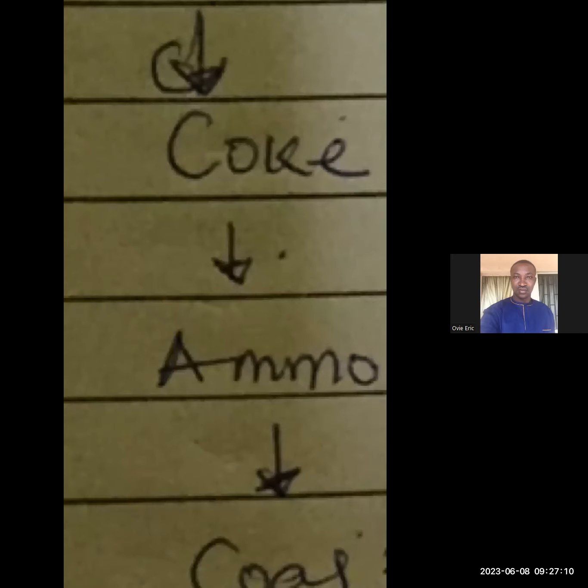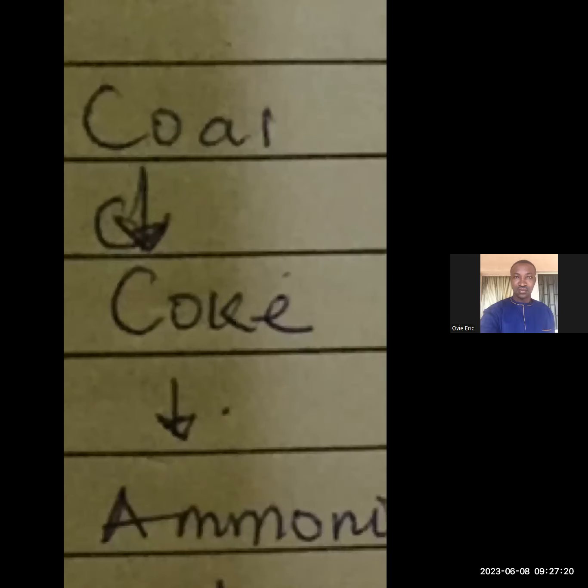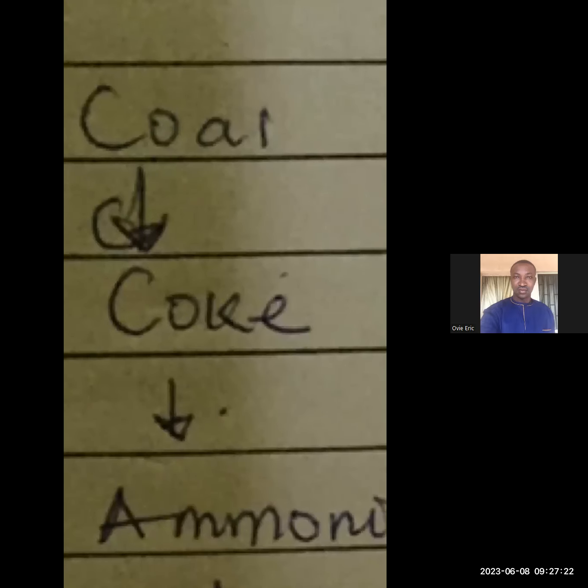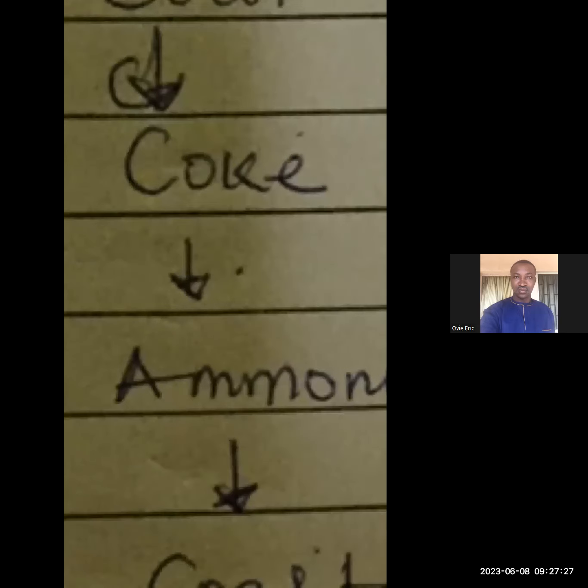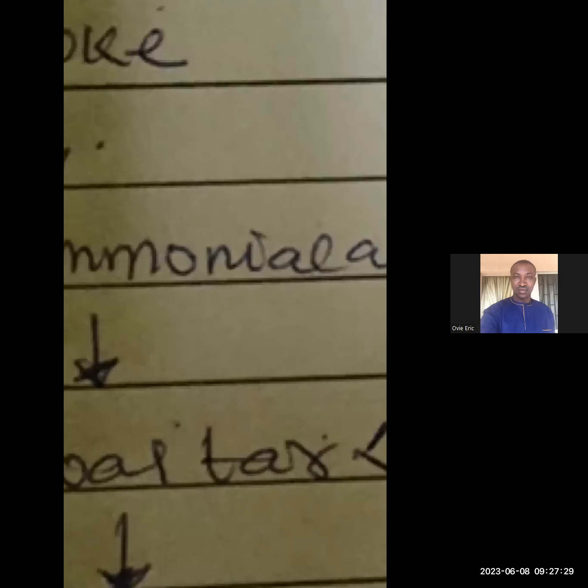Coke can give us this ammonical liquor, which can be used as fertilizer. Today we are complaining that our agricultural products are not doing very well, and we have all this material within our reach, which we can use to boost our yield. All these are information you need to tell the children.